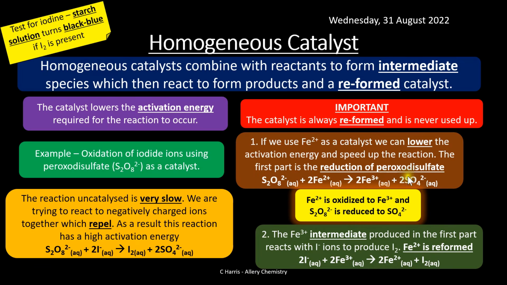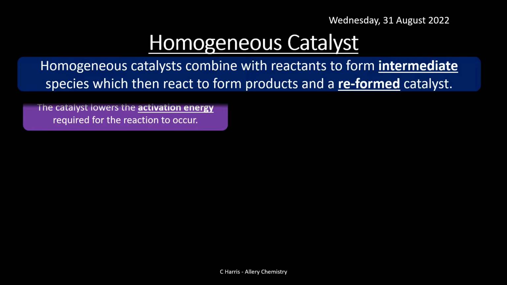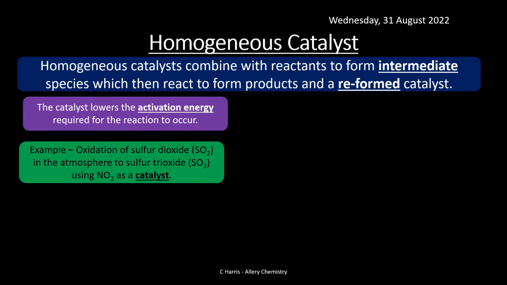So we can test for this. Obviously, we know that this reaction actually proceeds because we can use starch solution. And if we add starch to this reaction and iodine is present, then we get this black-blue colour that's formed as well. So we can actually see this reaction happen. Okay, so like I said, the catalyst reduces the activation energy required for the reaction to occur. Okay, so these homogeneous catalysts can combine.